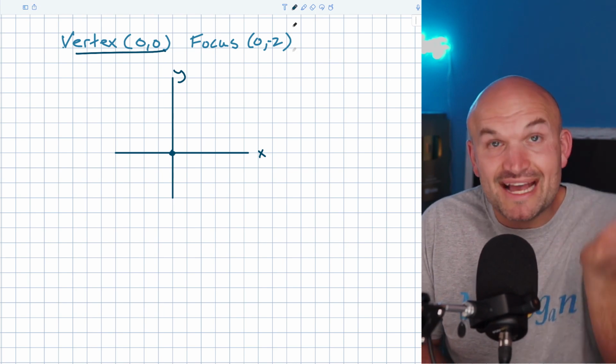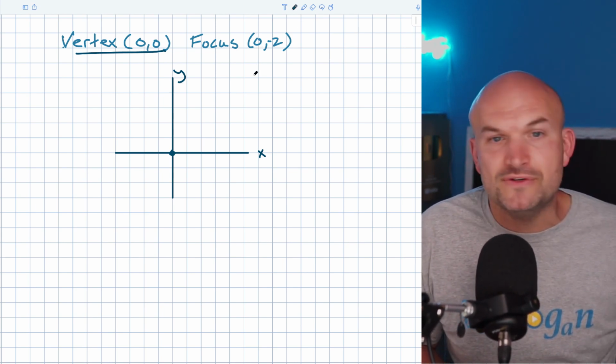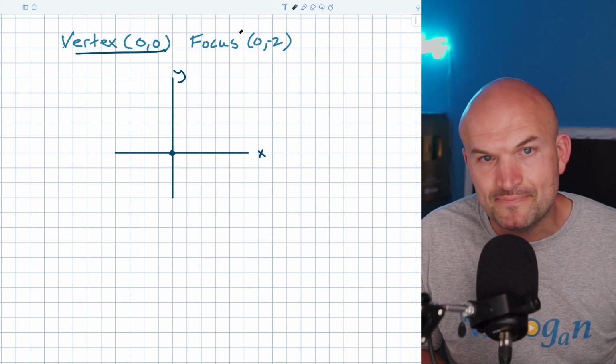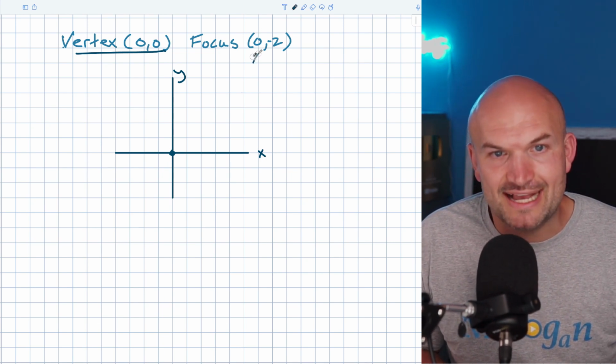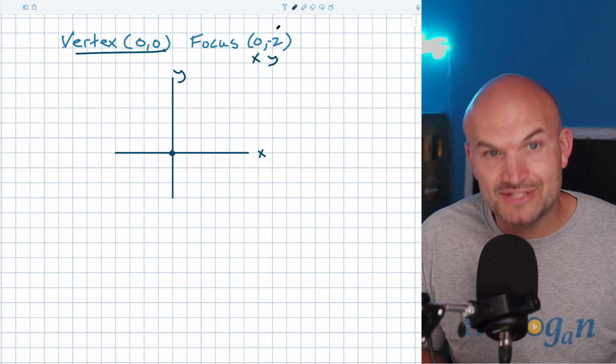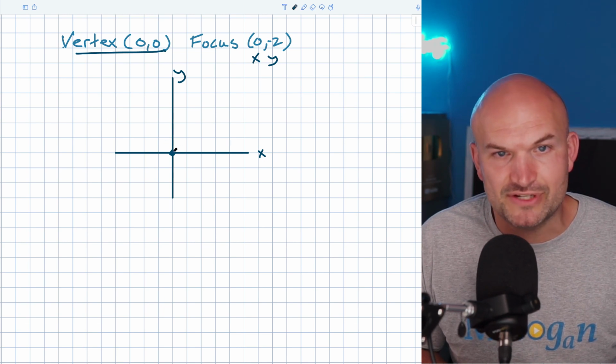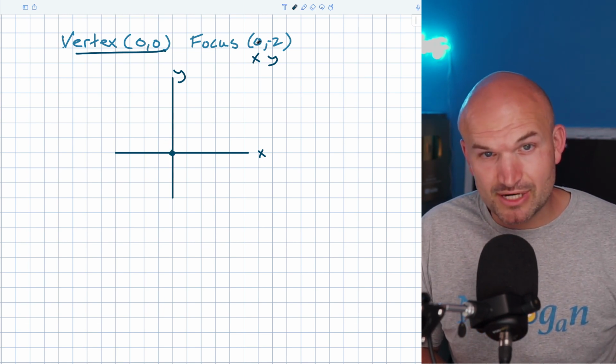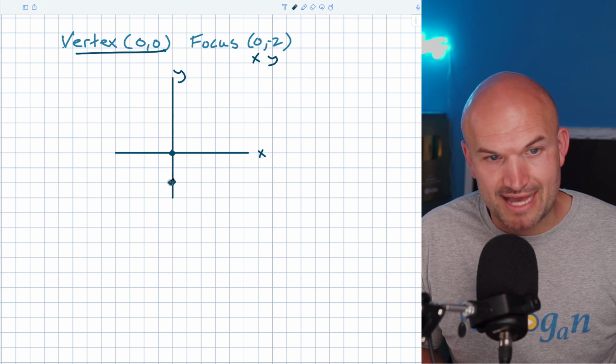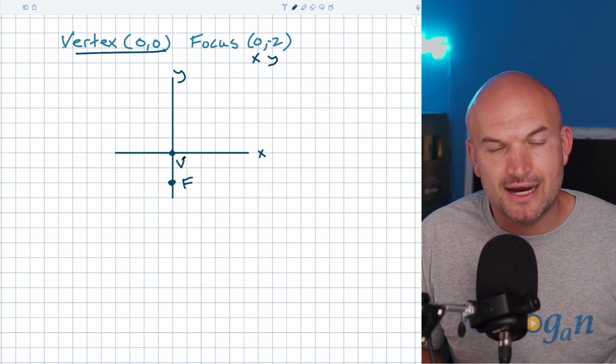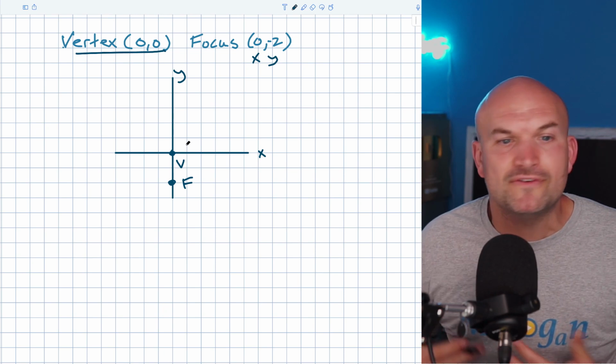So now the focus is another point. You still could be confused on the focus, but I hope you understand this is an X and a Y coordinate, right? So this is going to be your focus. So let's see, 0, -2. So I'm at 0, and then I'm going to go down 2. Okay, so that is going to be my focus. Now, a lot of times I like to put a V for the vertex and an F for the focus.